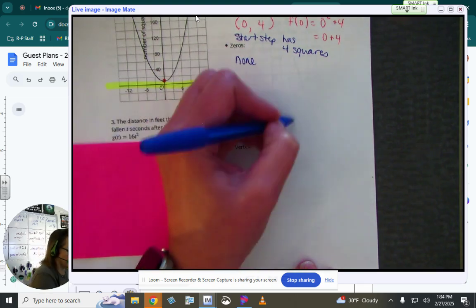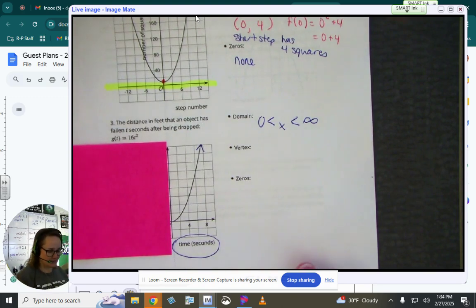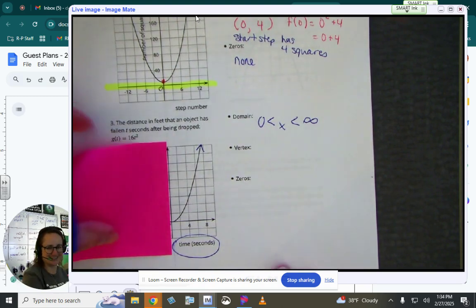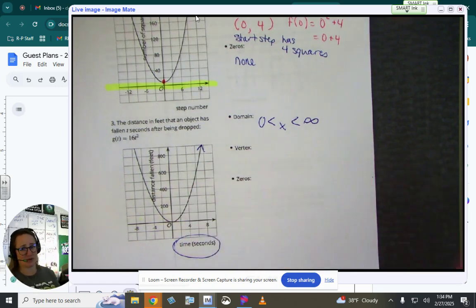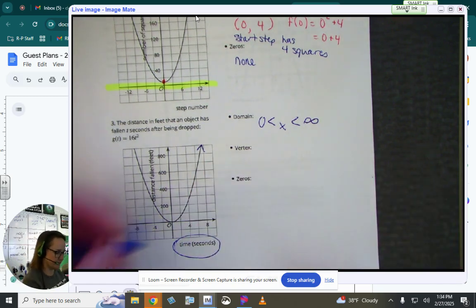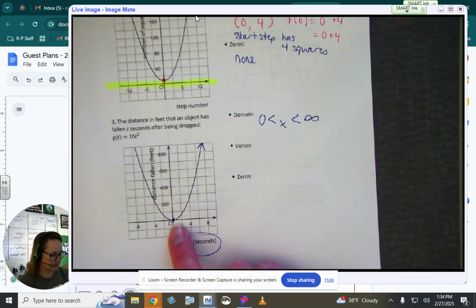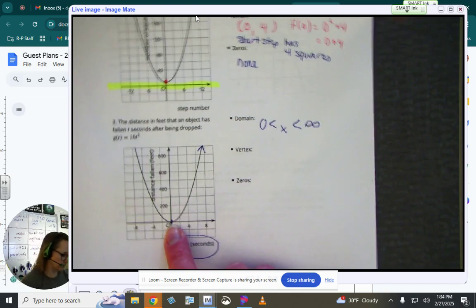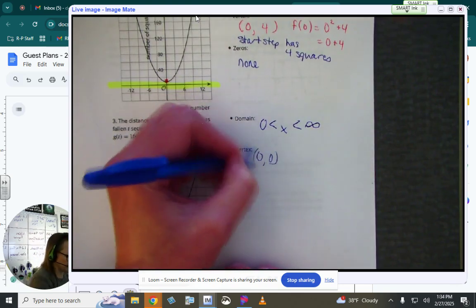And all of my x's, it looks like they can keep on going on forever. It's going to keep on doing that. Although at some point, it's going to hit the ground. So there has to be an end. I just don't know from the graph what that end point is. And here is our vertex, the lowest of the lows. Our vertex is happening at 0, 0.